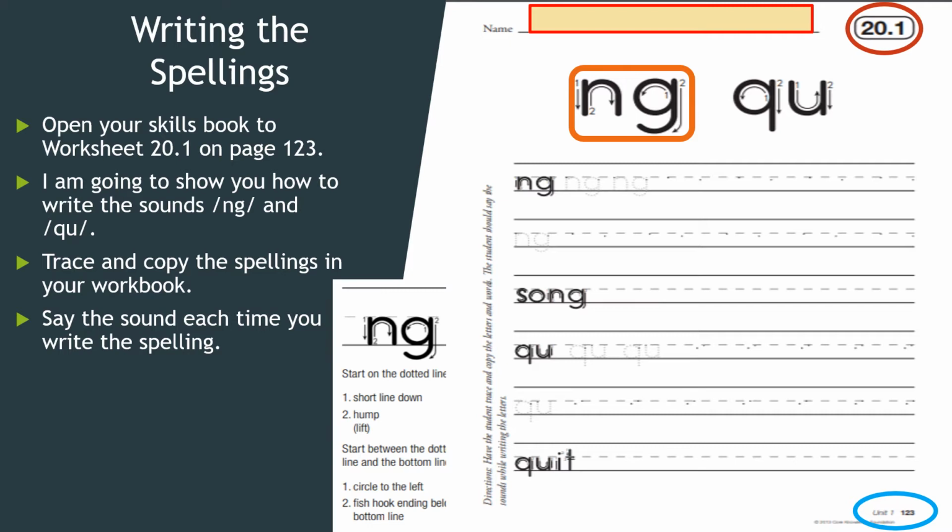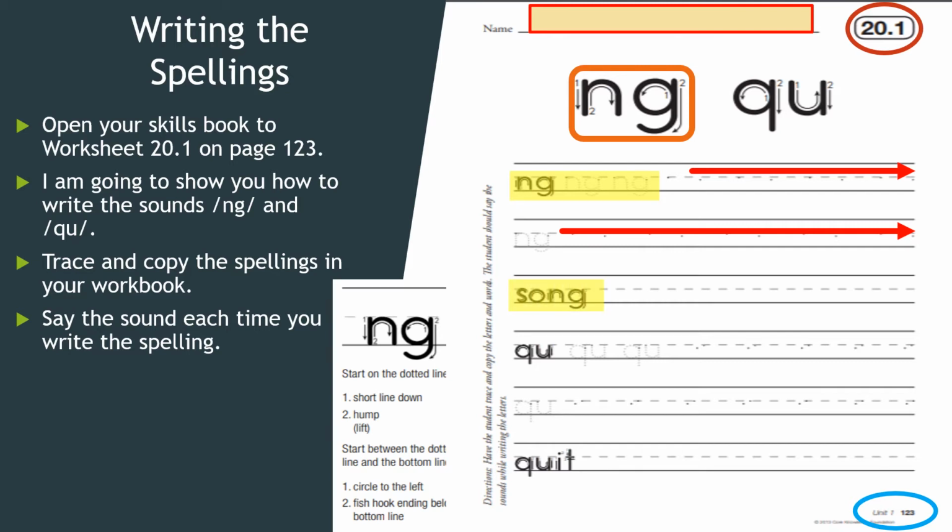Now for the G. You will start between the dotted line and the bottom line. You will circle to the left, and then fish hook down below the bottom line, and you have your NG sound. Make sure you copy and trace the words all the way to the end of the line neatly.